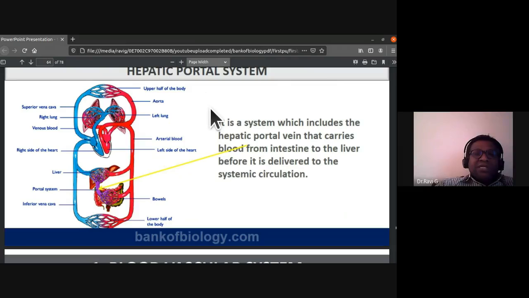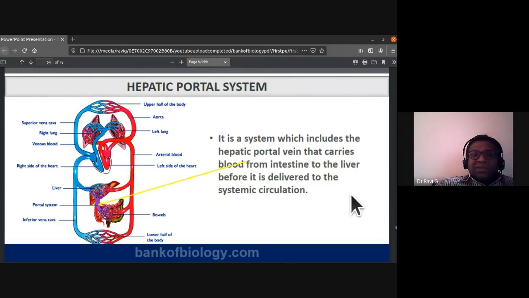So the next one is the hepatic portal system. Sometimes they have asked this for the NEET also. What is this hepatic portal system? It is a system which includes the hepatic portal vein that carries blood from the intestine to the liver before it is delivered to the systemic circulation.